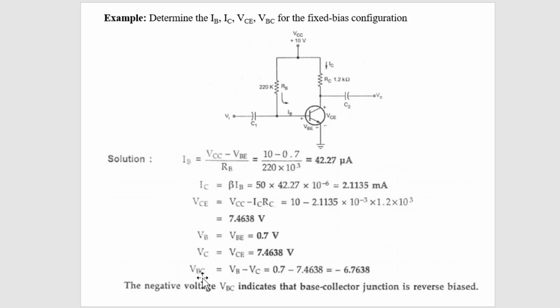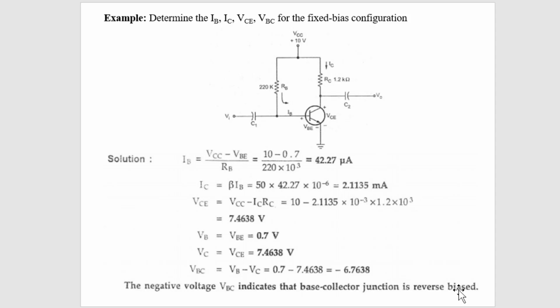If somebody does VCB, then it will be VC minus VB, and this number will be the same, but it will come with a plus sign. That means this collector base voltage is positive. So that is also reverse bias, but for base collector junction it should be negative. That is also saying the same thing, that it is in reverse bias. So this negative sign reflects that the base collector junction is in reverse bias. That means the transistor is properly biased by using a single DC power supply.